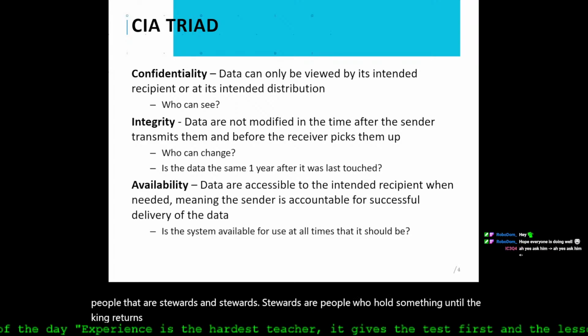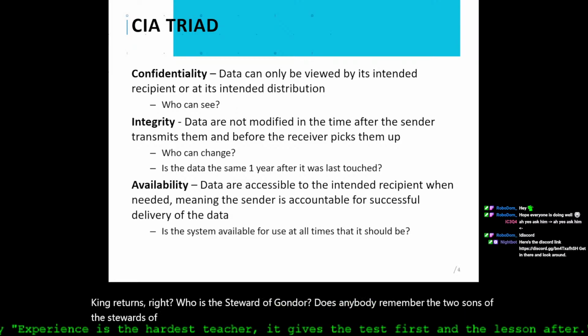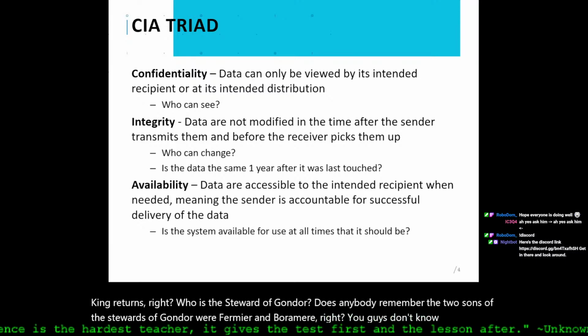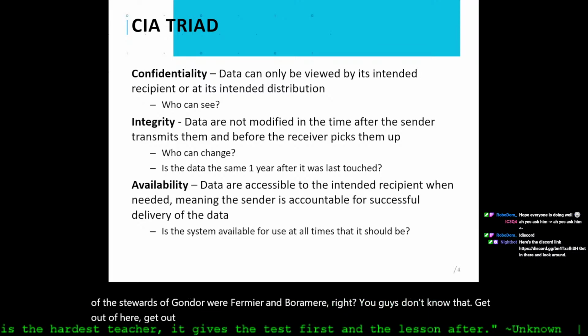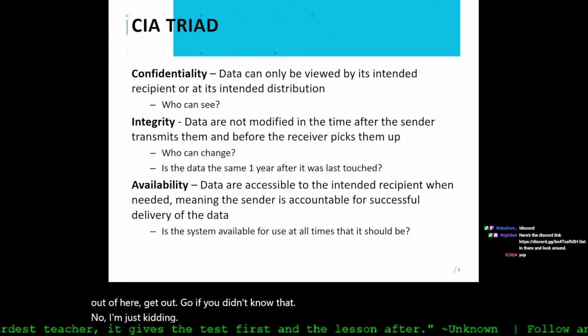Who was the steward of Gondor? Does anybody remember? The two sons of the steward of Gondor were Faramir and Boromir, right? You guys don't know that? Get out of here. Go. If you didn't know that... No, I'm just kidding. You guys should know that, though.